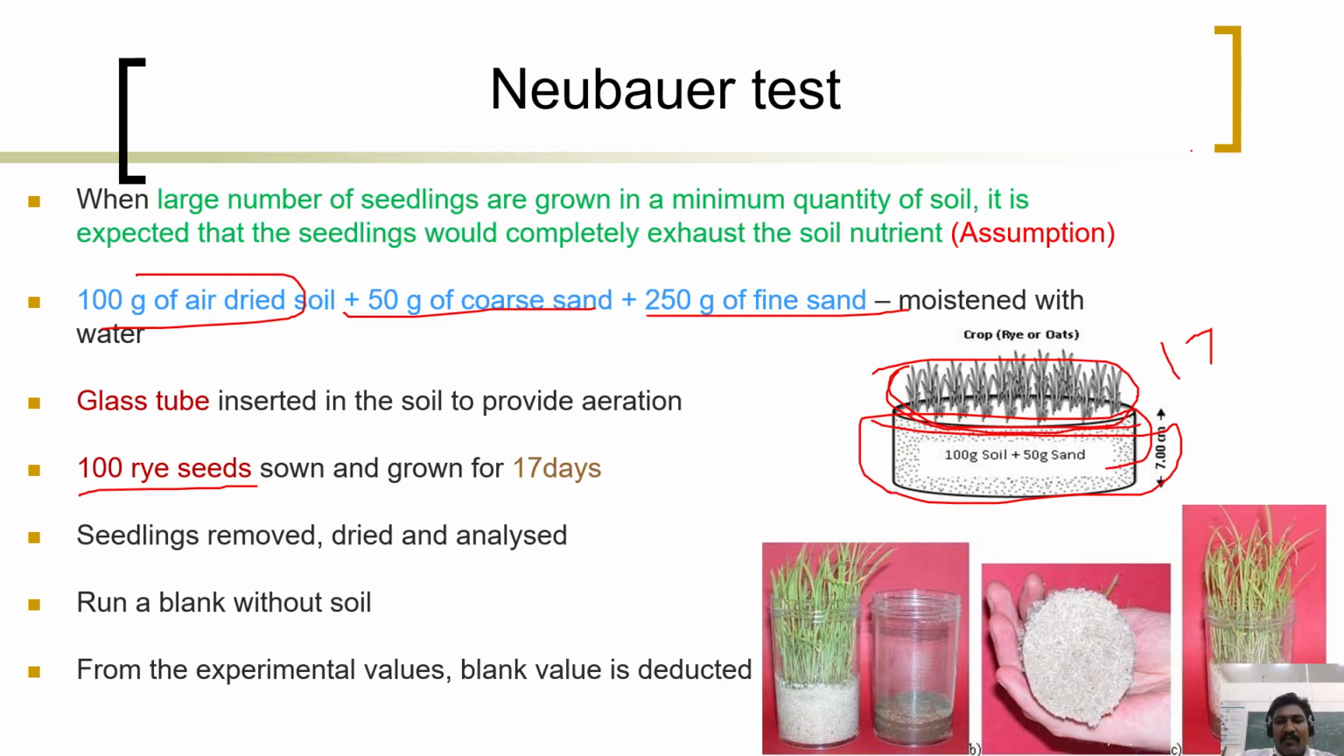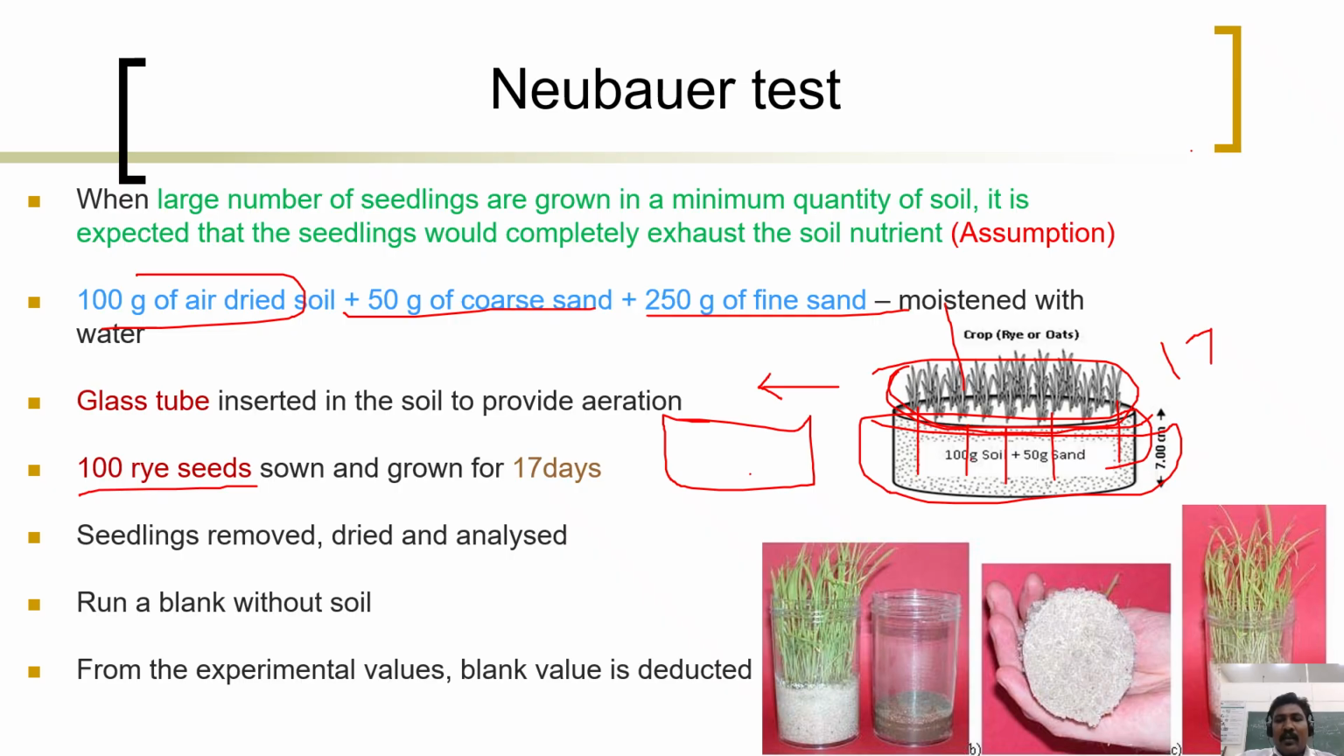In the meantime, they will absorb all the nutrients from the soil, and the nutrients are almost exhausted. And these seedlings are finally removed, dried and analyzed for the nutrient uptake. At the same time, you have to run a blank without soil. From that, you can understand the difference between with soil and without soil, how the plant performance is.